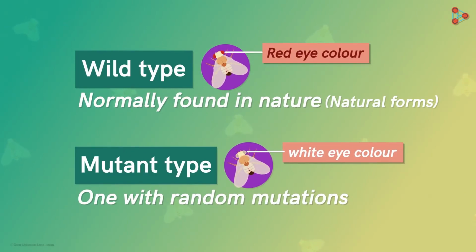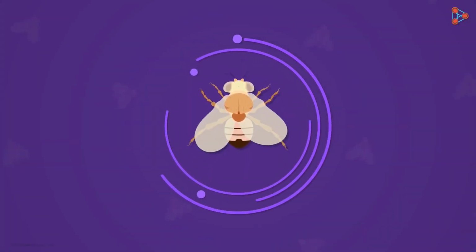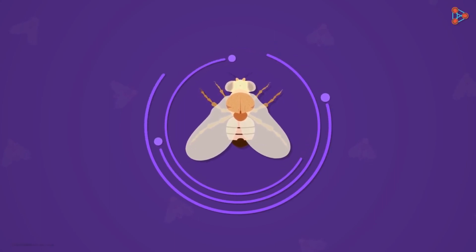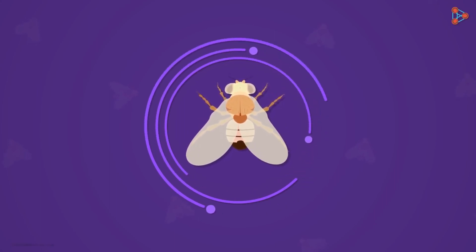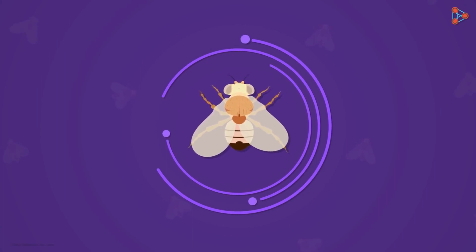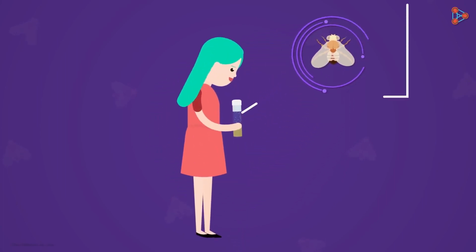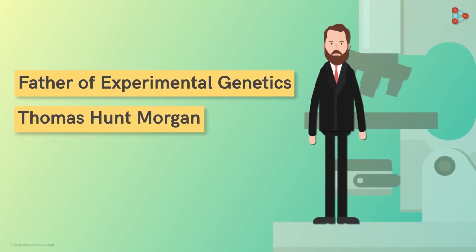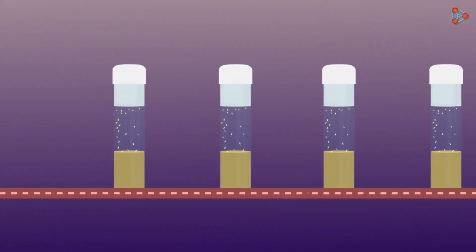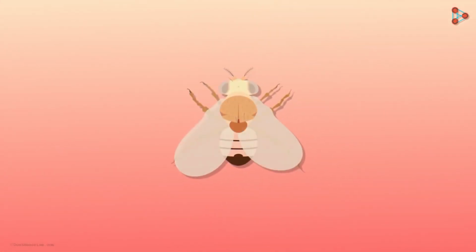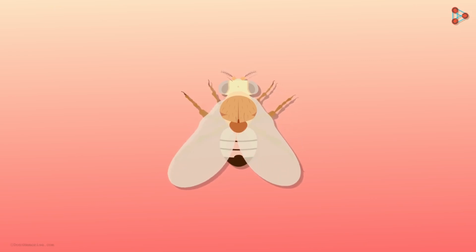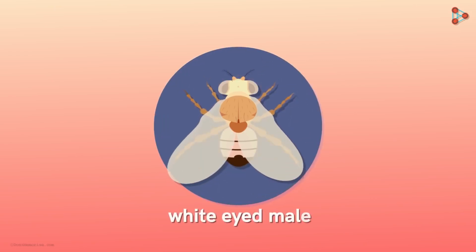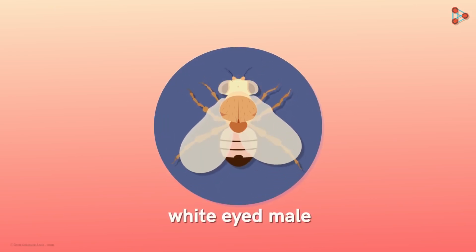So what would you do if you find a mutant type of fruit fly in a vial one day? I'm sure anyone would simply grab the opportunity and begin experimenting with this unique variety. The father of experimental genetics, Thomas Hunt Morgan, was not an exception to this. One fine day, he found a unique mutant in one of his vials while working in the lab. The mutant was a white-eyed male fruit fly.